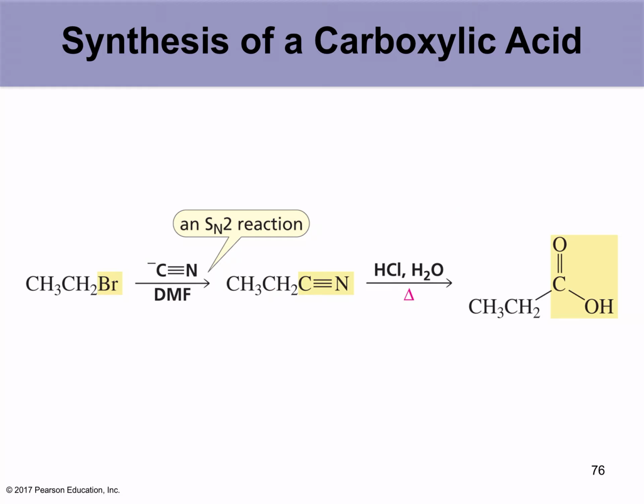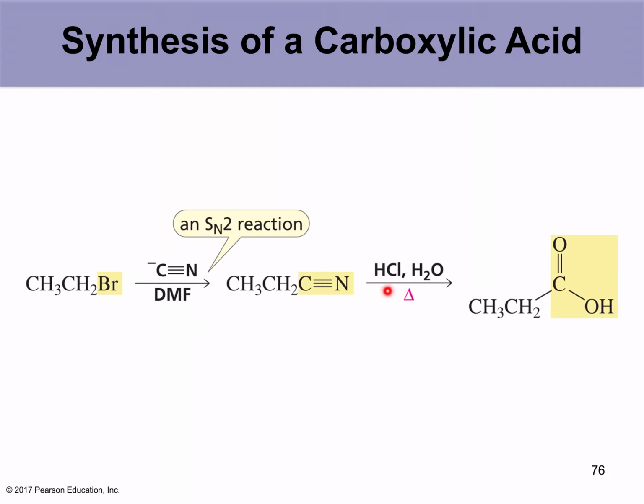Synthesis of a carboxylic acid from an alkyl halide. Alkyl halide, a cyano group, a nucleophile in an SN2 reaction, leaves bromide, and the cyano group is added. Now we have a nitrile. We do this reaction in DMF. DMF stands for dimethylformamide. Okay.